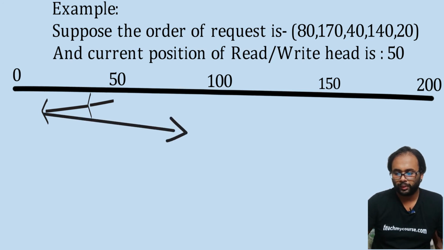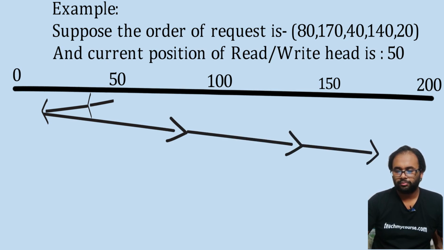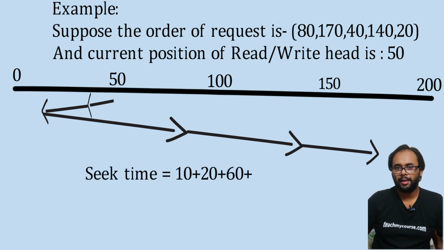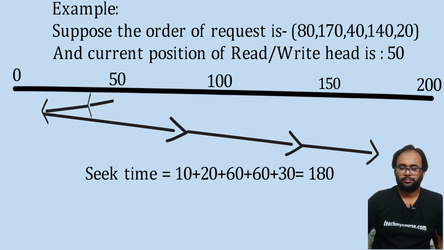Then what is nearest to 20 among the remaining? 80 is nearest to 20, and then it goes to 140, and then it goes to 170, which is nearest to it. So the requests are served based on their seek time. The minimum seek time gets more priority for its execution. So what is the seek time?